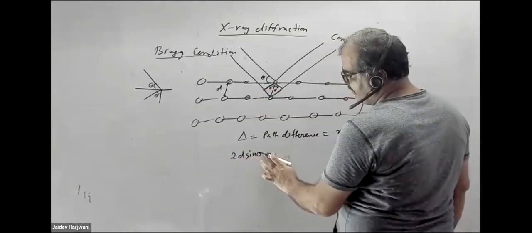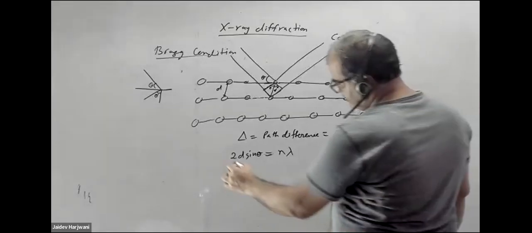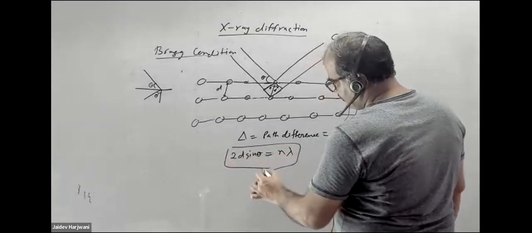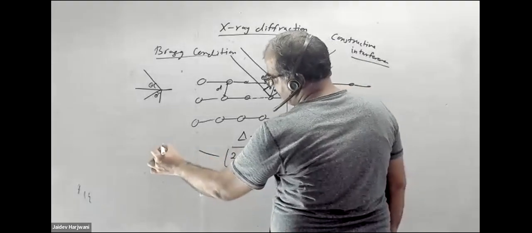Does it make sense how I'm writing this? Yes, sir. Path difference 2d sin theta, so this is equal to n lambda. This is your X-ray diffraction condition. This is also called Bragg's law.